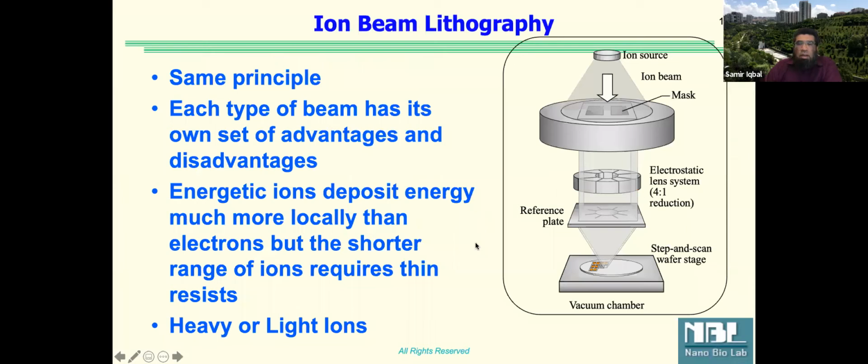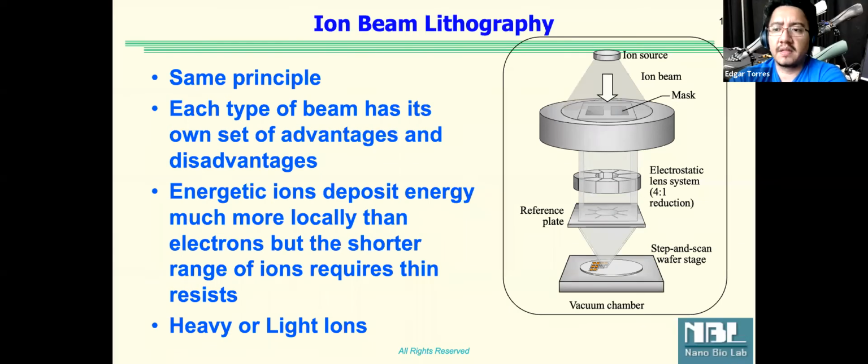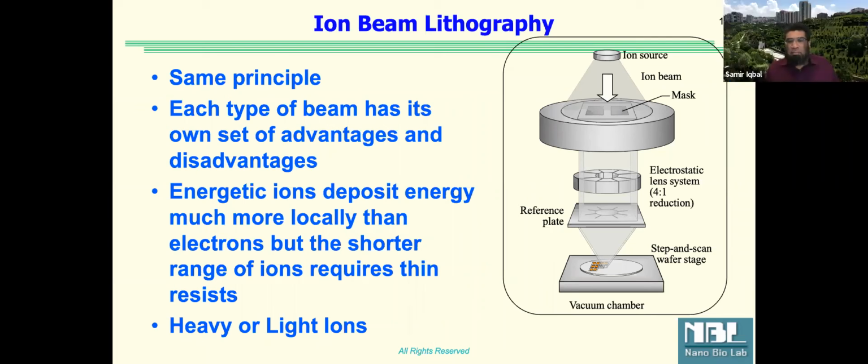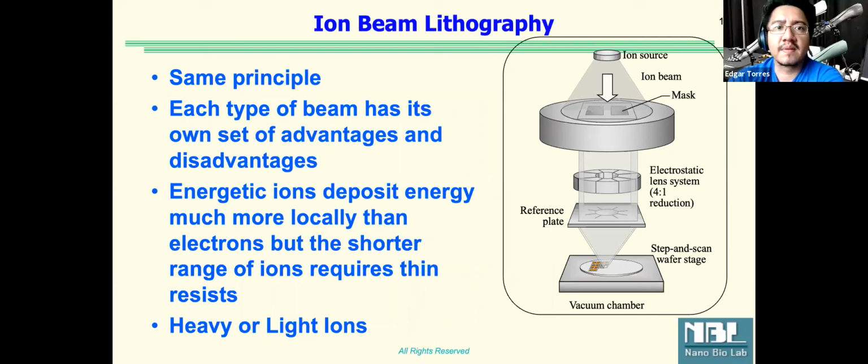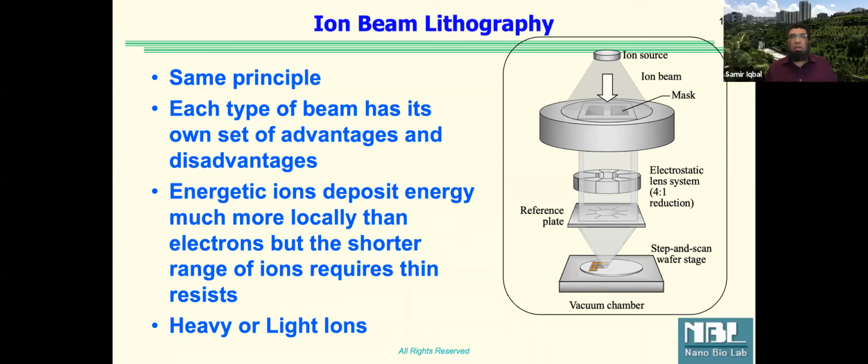Now, if you understand electron beam lithography, the next one is ion beam lithography. Same principle, the only difference is that instead of using electrons, we are using ions. What is an ion? It's just a charged atom, an atom that's charged, right? Because you have taken one electron out or maybe given an extra electron. Positive ion, negative ion.